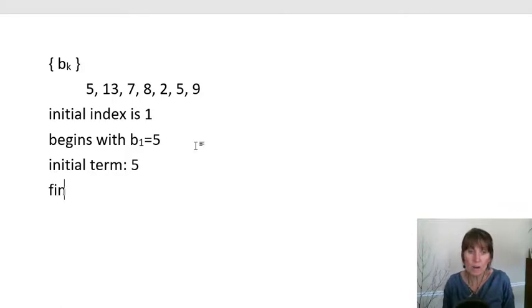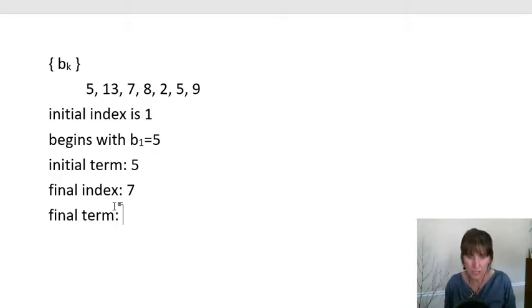We can also talk about the final index. So what's the final index? Well, we know what the beginning one is, and we know they're consecutive. So 1, 2, 3, 4, 5, 6, 7. So the final index is 7. And what's the final term? It is 9. So we have all of that information about this sequence. Well, this is finite because there's a finite number of terms in the sequence.